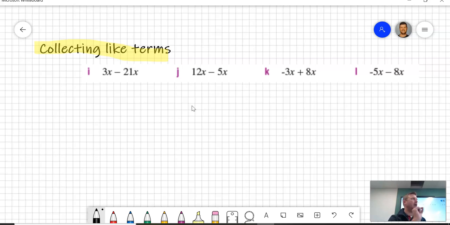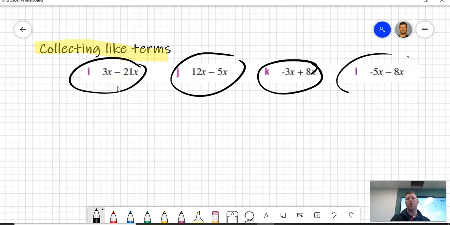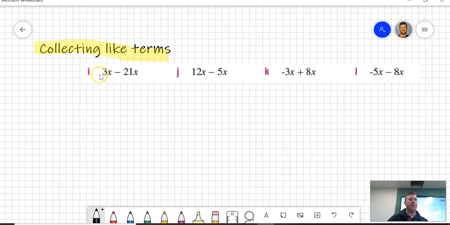Anyway, collecting like terms. Now, like terms. Who can tell me what a like term is? Terms that are alike. How are they alike? They have the same number or the same x. Not the same number. They have the same... Yeah, they have the same variable. And today, the variables will be x. So I've got 1, 2, 3, 4 pairs of like terms here, and they're all like terms because in each case they have the same variable x. Alright, so all I'm going to do is collect them by either adding them or subtracting them.